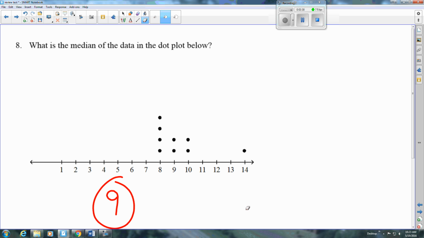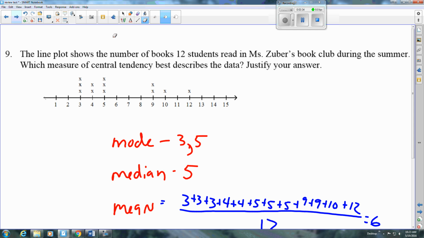What's the median of the data plots below? You'd have to cross them out until you got to the middle, and then it's going to be 9.